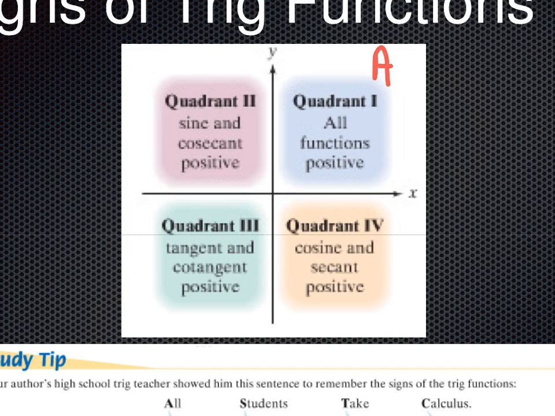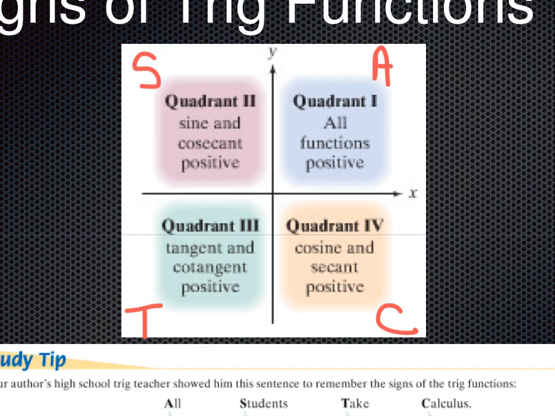In the second quadrant, all the trig functions are negative except for sine and cosecant. In the third quadrant, everything is negative except for tangent and cotangent. And in quadrant 4, everything is negative except for cosine and secant. So an acronym that you can remember is all students take calculus.